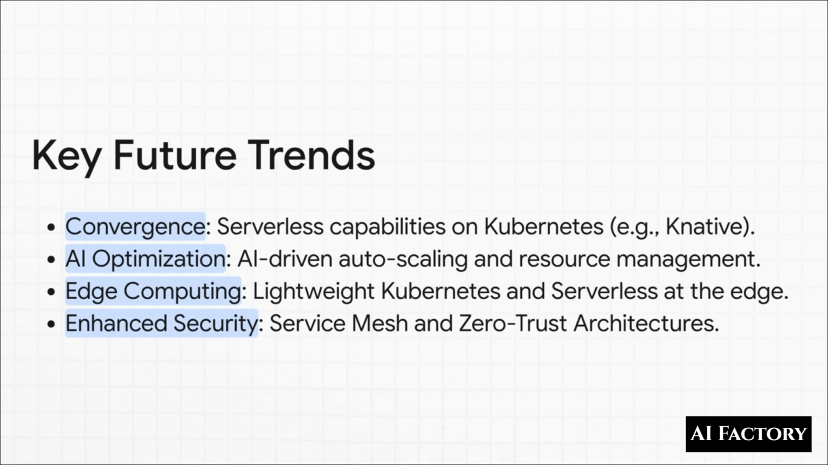Then there's AI-driven optimization, which is super cool. This is where AI basically watches your application and automatically handles all the resource management and scaling to make it as efficient as possible. We're also seeing this stuff expand out to the edge, pushing computing power physically closer to users for way faster response times. And finally, of course, there's a huge focus on enhanced security, with things like a service mesh to manage all the complex chatter between those thousands of microservices.